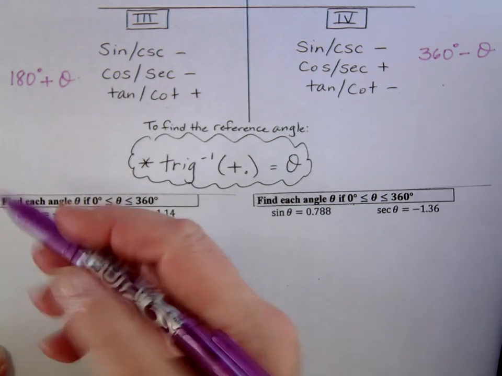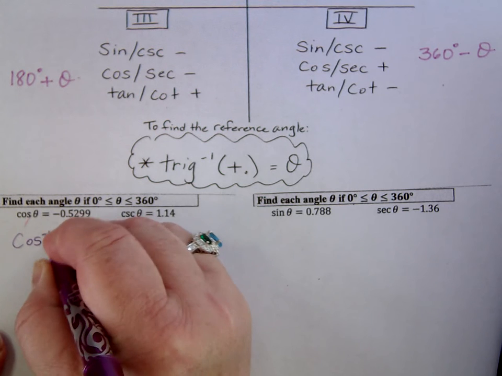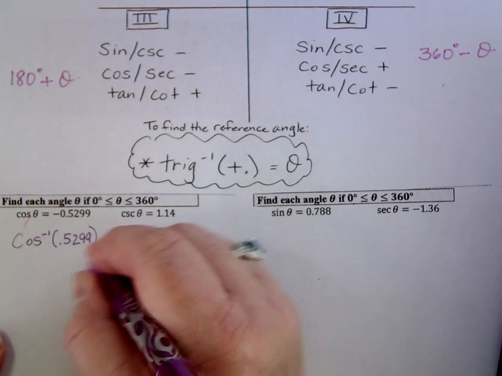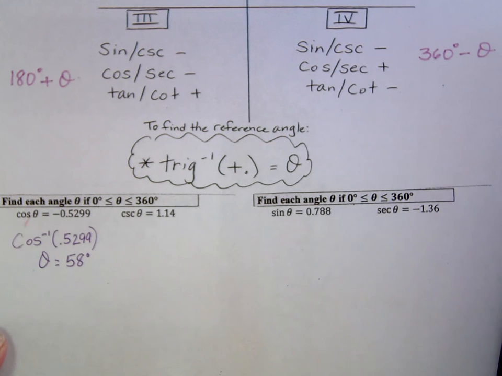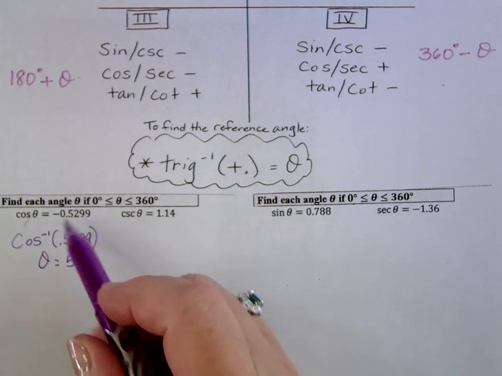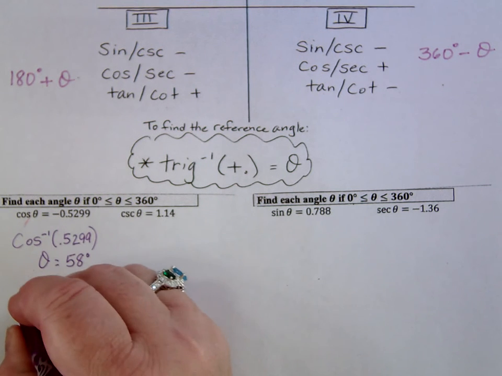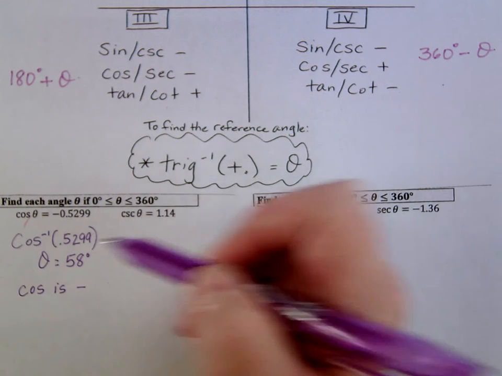So what I did was I put in my calculator cosine to the -1 of 0.5299, and out popped the lovely angle of 58 degrees. All right, so that's part one, find the angle. Part two is go back and look at this value. Is it positive or is it negative? And we can see that it's asking me about where the cosine is negative because it's a negative 0.5299.